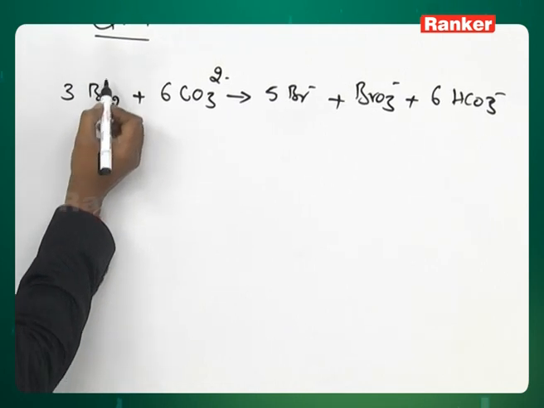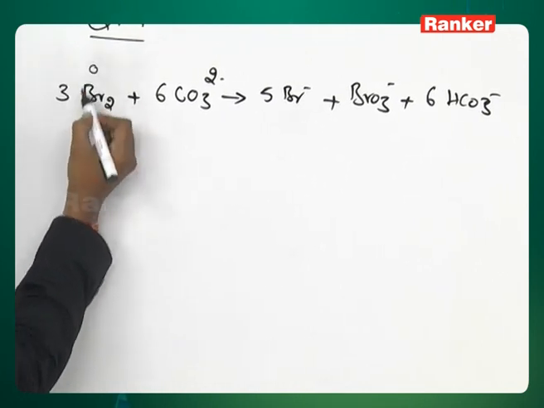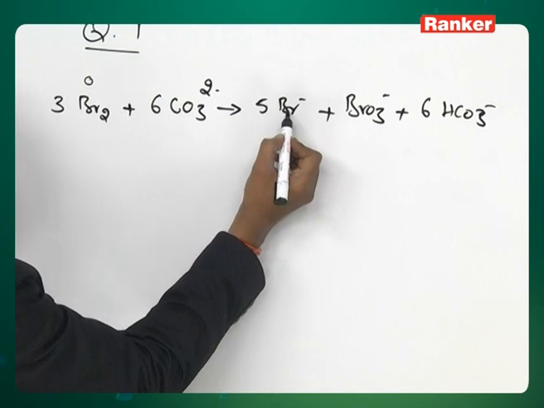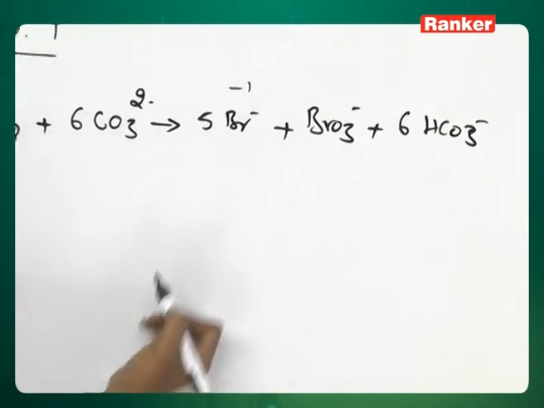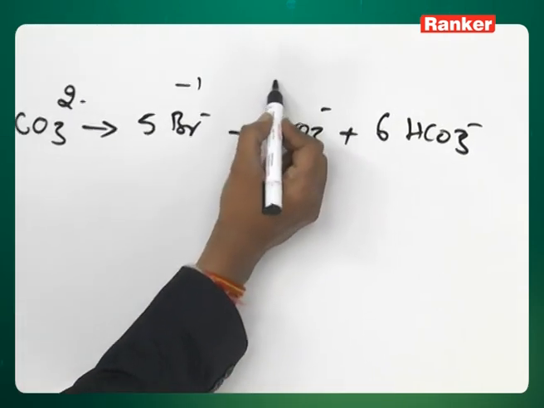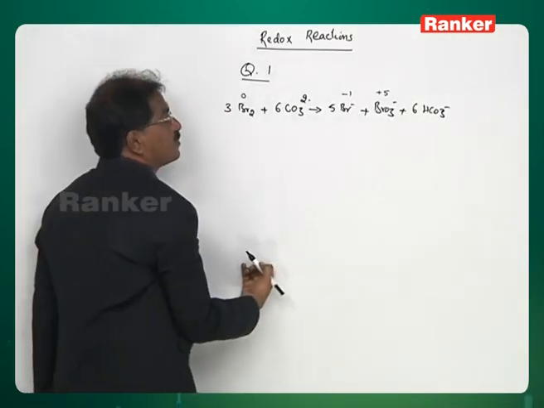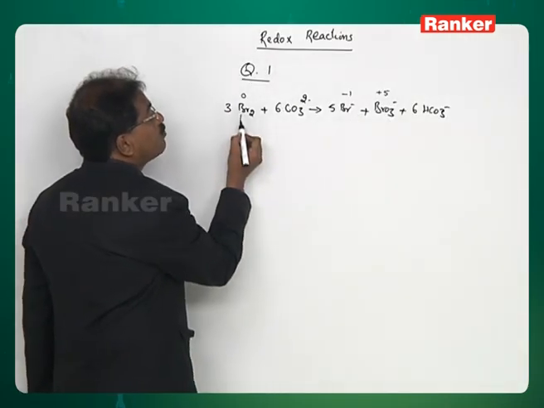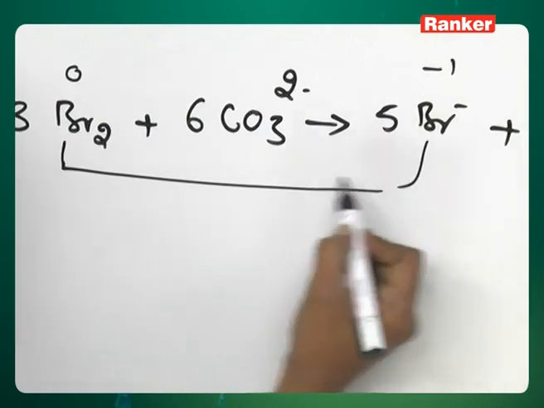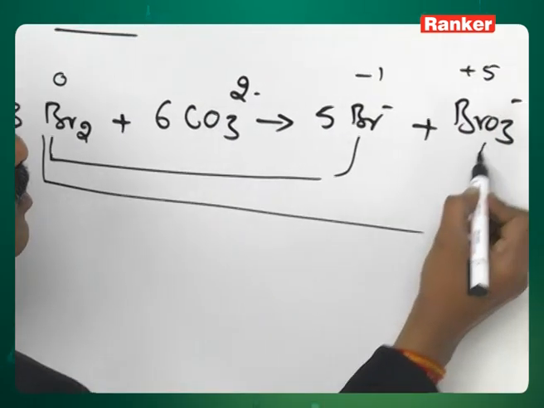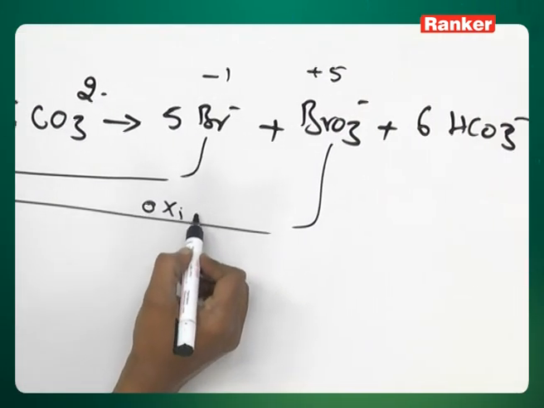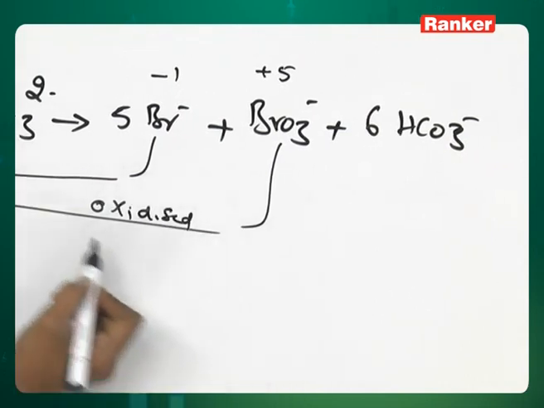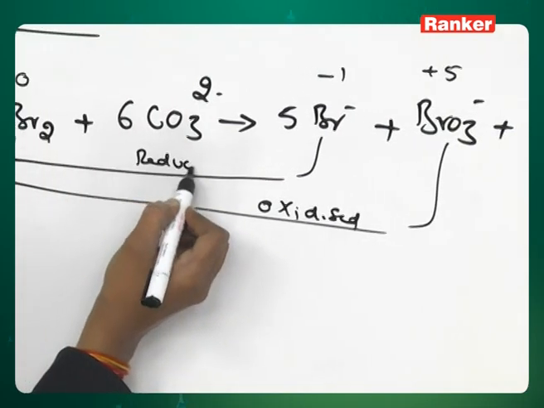Here on the reactant side, bromine has oxidation state 0. On the product side, here bromine is exhibiting the -1 oxidation state. Here bromine is exhibiting the +5 oxidation state. That means some bromine atoms are undergoing reduction. Next, some bromine atoms are undergoing oxidation. Here these bromine atoms have been oxidized. Here they have been reduced.